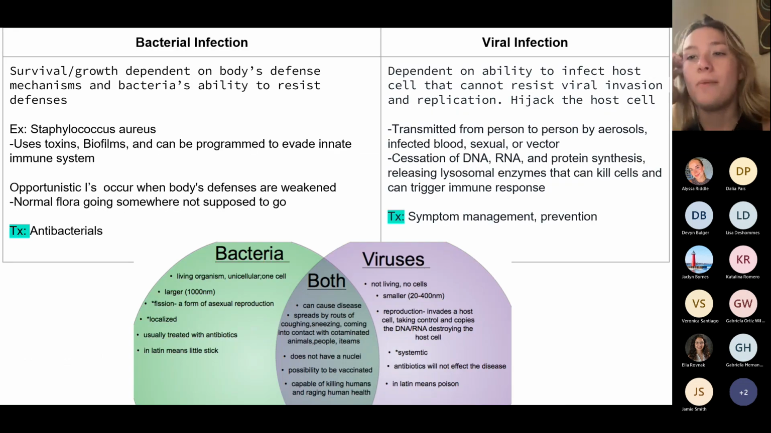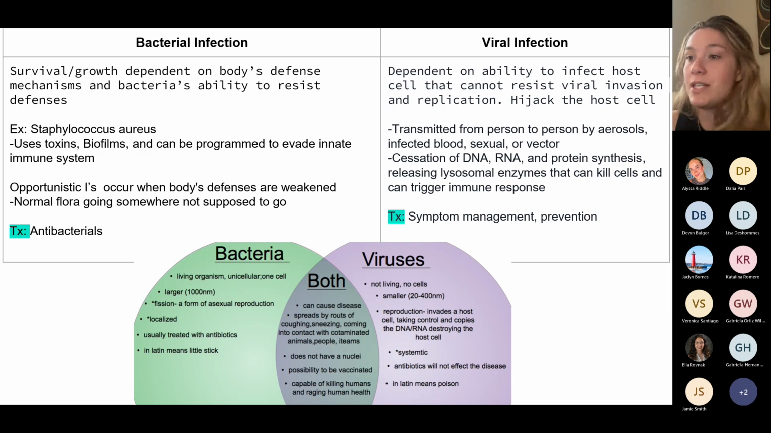Talk about infections. Our common ones are going to be our bacterial or viral. Just know that with bacterial infections, they solely rely on evading the body's defense mechanisms. Bacteria is alive. It's doing its own thing. So all our body is doing is evading the immune system, and we treat it with antibiotics. When we have opportunistic infections, these are bacterial infections that usually only occur in immunocompromised individuals, because on the day-to-day, for a normal patient, our body's defense mechanisms will absolutely take it out.